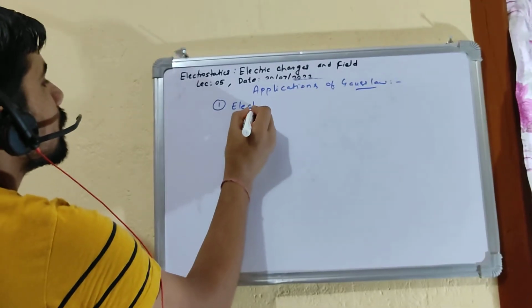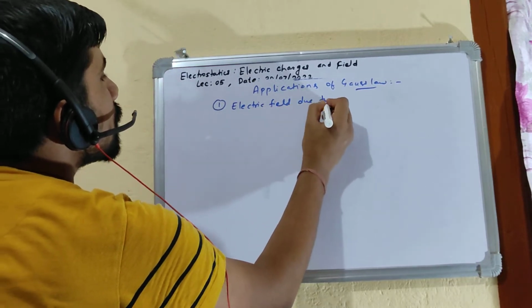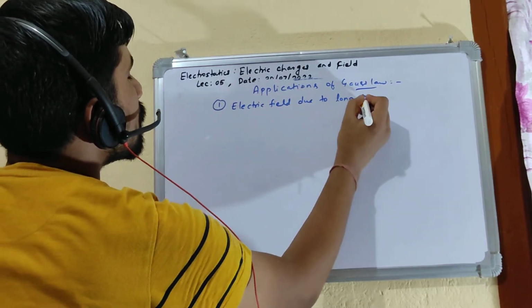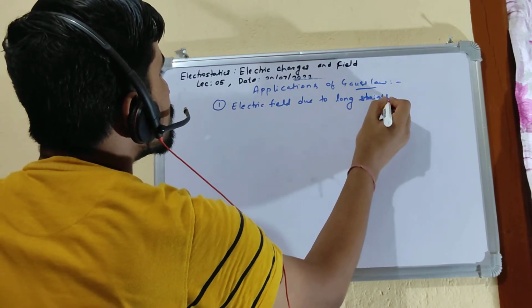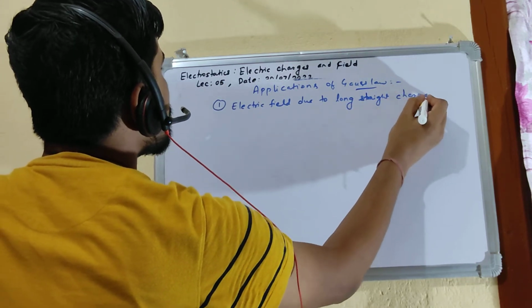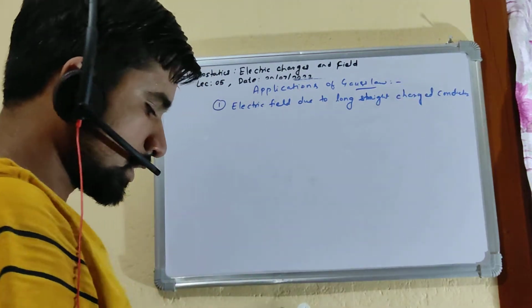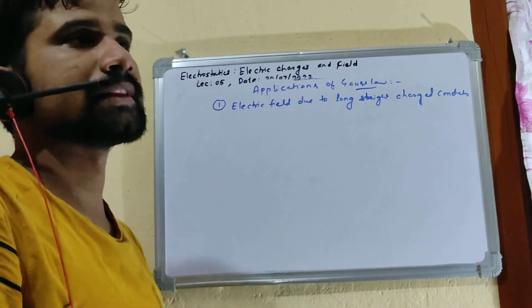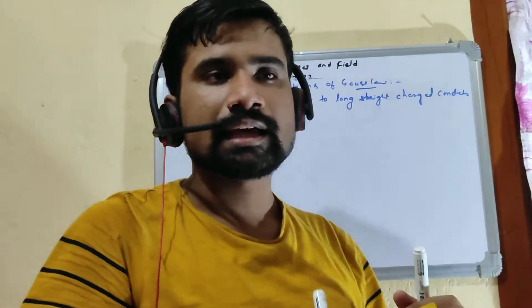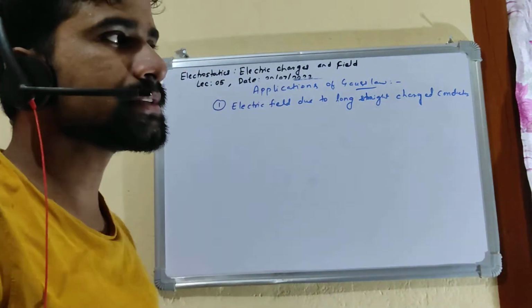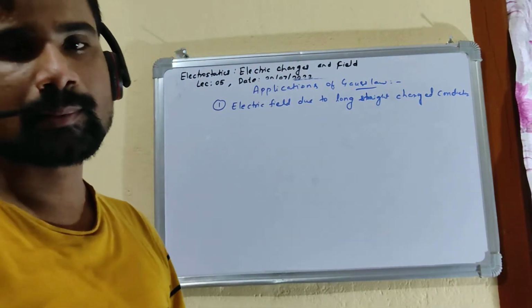Electric field due to a long straight charged conductor. So this can be a wire, this can be anything. Long means I'm assuming that the length of this conductor is very high, much higher than the distance to the point where I am calculating the field.